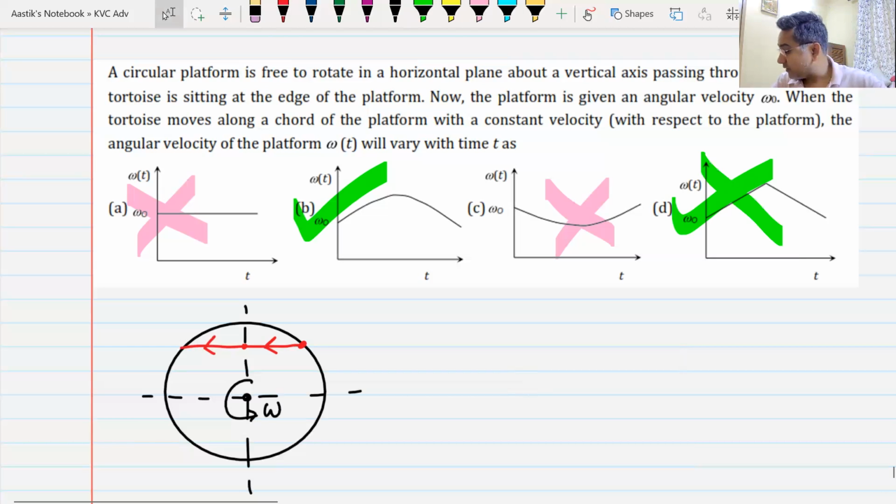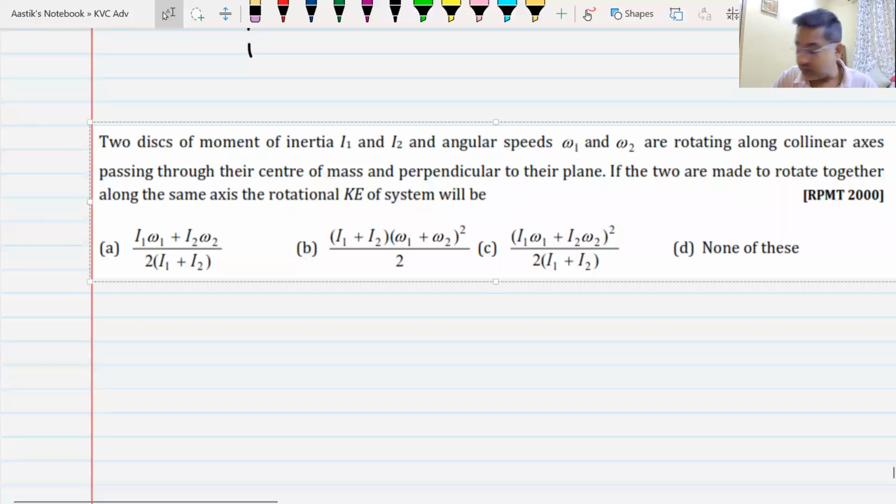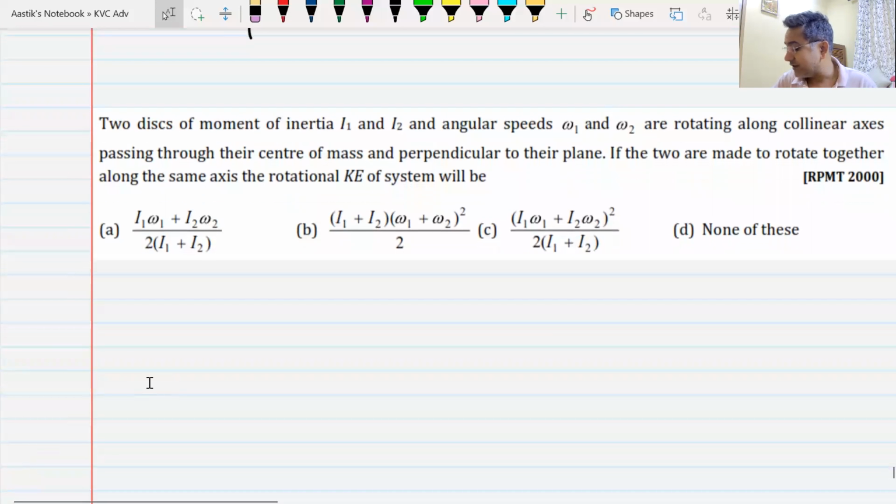JEE Main or JEE Advanced. Some questions are likely to come in only JEE Main, and sometimes questions are likely to come in only JEE Advanced. For example, this one can come both in your JEE Main as well as your JEE Advanced. So this is the next one.